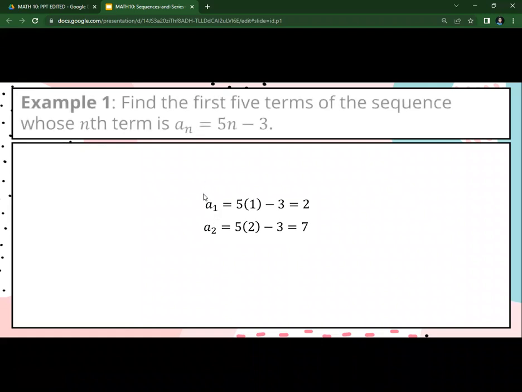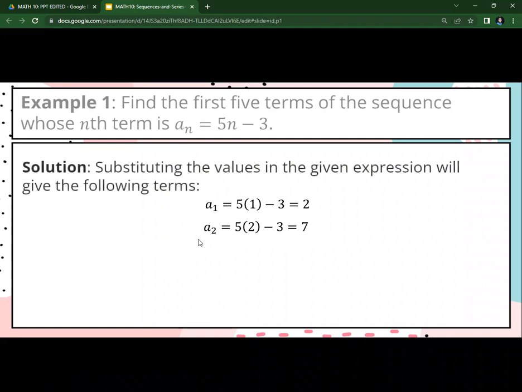so palitan na natin yung n ng 1. Also doon sa 5n, palitan na natin ng 1. Then let's compute. Now, 5 times 1, it is 5. Minus 3, it is 2. Okay? Now, for the second term, again, palitan lang ulit yung n. Gawin lang tong 2. Since we're looking for the second term, 5 times 2, it's equal to 10. Minus 3 is equal to 7. Meaning, ang ating second term ay 7.